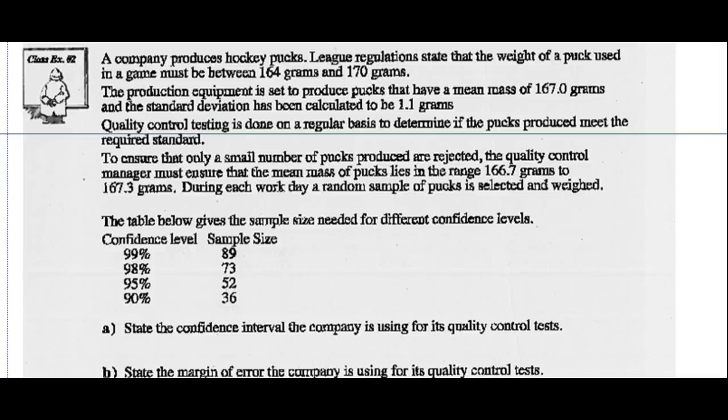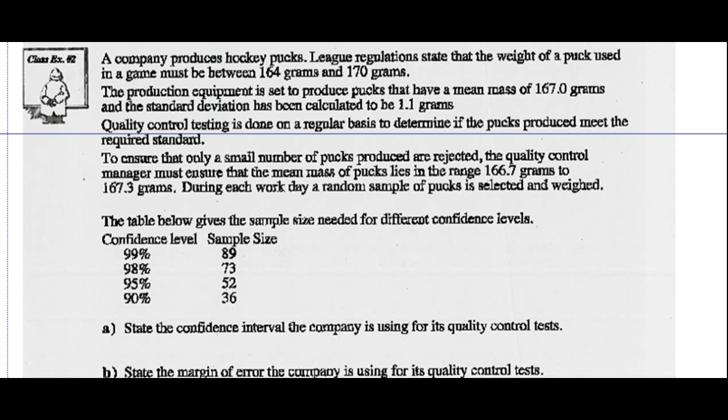To ensure that only a small number of pucks produced are rejected, the quality control manager must ensure that the mean mass of the pucks lies in the range of 166.7 to 167.3. During each workday, a random sample of pucks is selected and weighed. The table below gives the sample size needed for different confidence levels. A. State the confidence interval the company is using for its quality control tests.